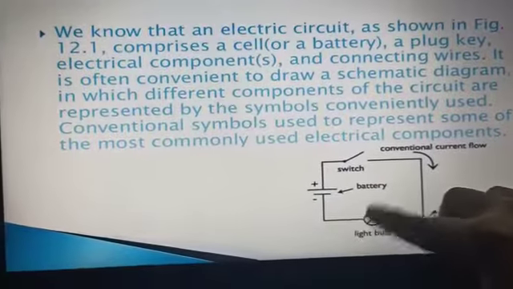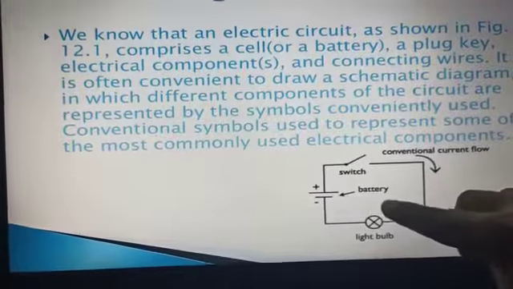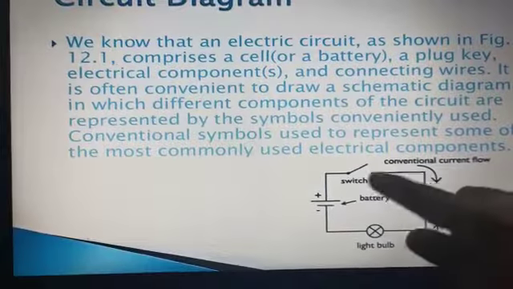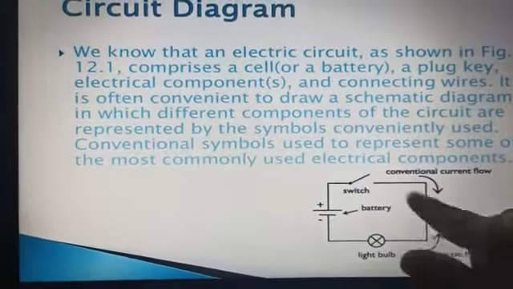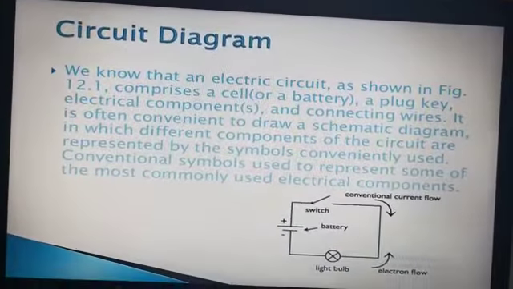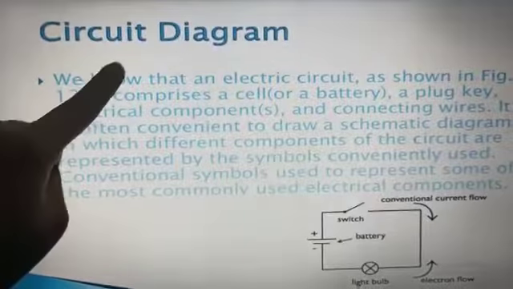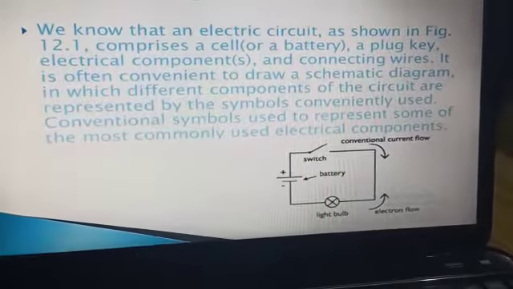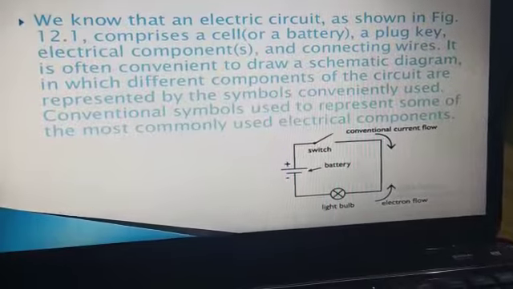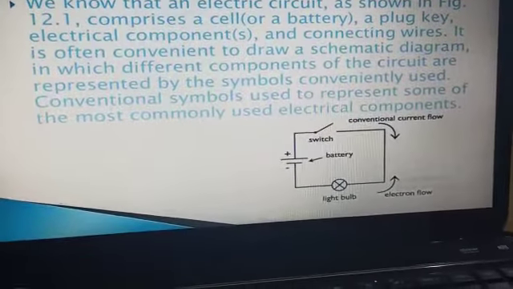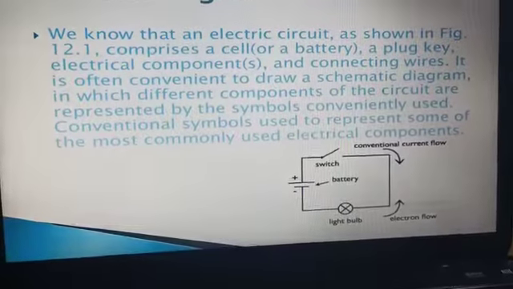A light bulb can be shown like this, or like how it is shown in the textbook. I'll show you another picture. A switch is shown like this, and these are the wires that are connecting the electric circuit. So an electric circuit comprises a cell or a battery, a plug key, electrical components and connecting wires. It is easy to draw a schematic diagram in which different components of the circuit are represented using circuit symbols.